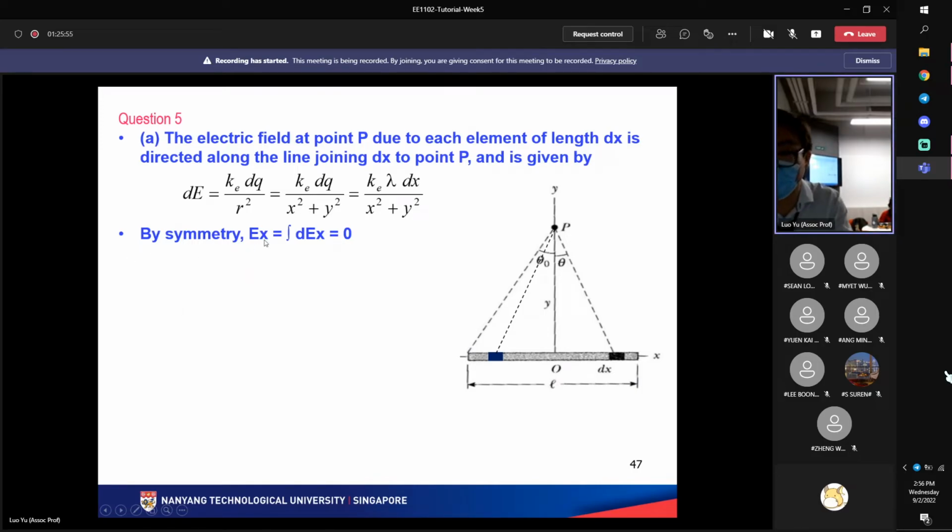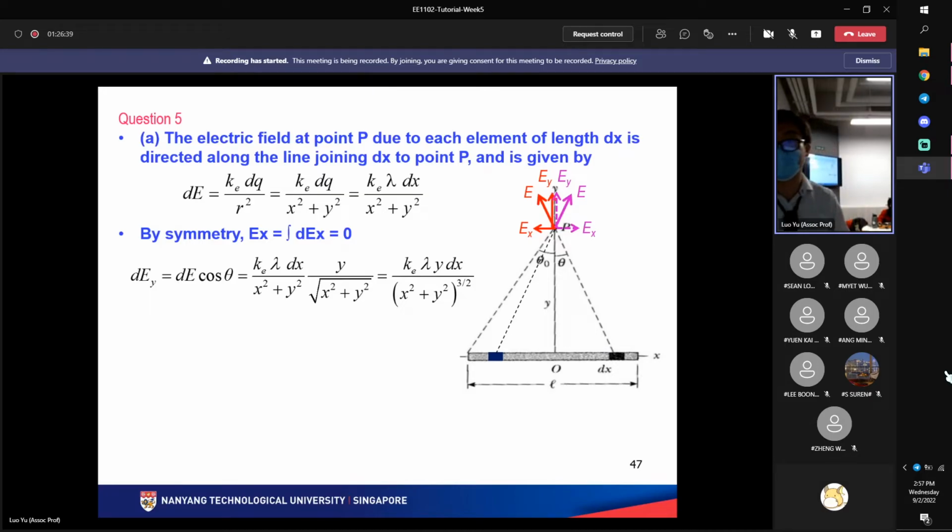So by symmetry, we can say the integration of dEx is 0. Why? Because this is a bisector. For any point on the rod, we can find a mirror symmetric point also on the rod. For the mirror symmetric points, their y components add together, while the x components cancel out each other. So by symmetry, these two Ex due to the mirror symmetric points cancel out each other, so that when we do the integration, each point cancels its mirror symmetric point's x component. We get the total Ex equal to 0. This is because of the symmetry.